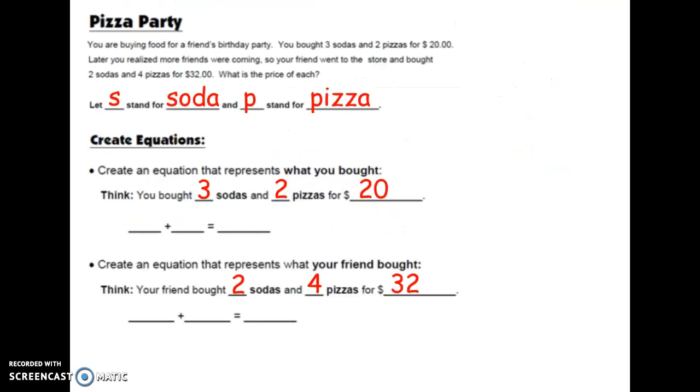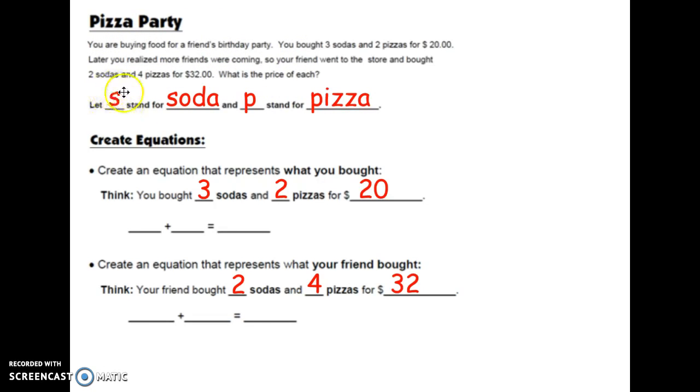Okay, moving on. We have a question about a pizza party. You're buying food for your friend's pizza party. You bought 3 sodas and 2 pizzas for 20 bucks. Later you realized more friends were coming, so your friend went to the store and bought 2 sodas and 4 pizzas. So I think just from reading that much you understand we need 2 variables again.